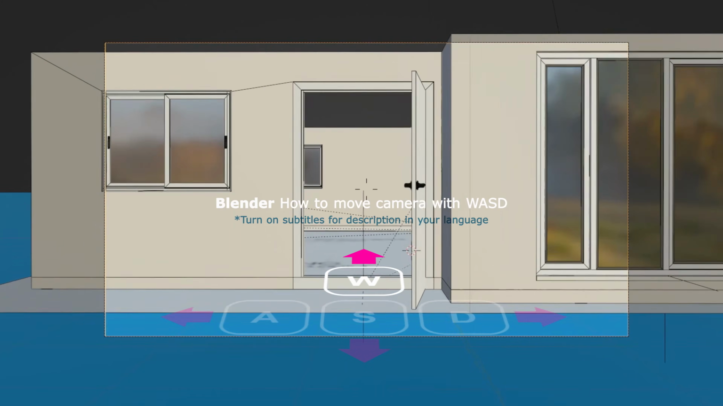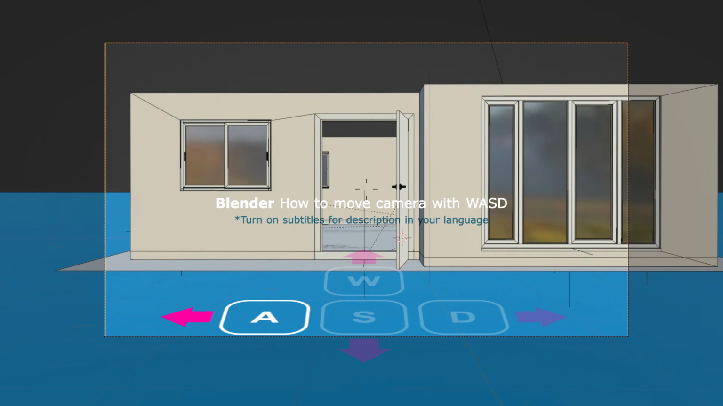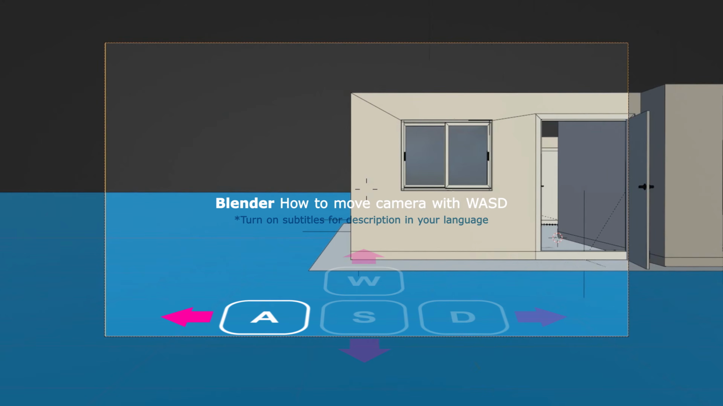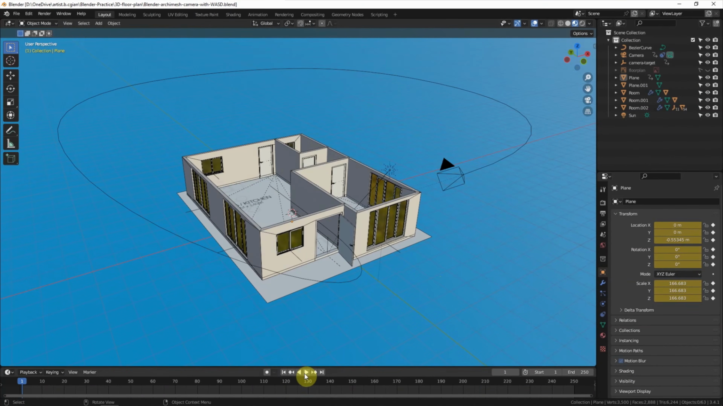Hello, this video will show how to move the camera with the WASD buttons in walk navigation and fly navigation. This is a setting we set before. We set the camera moving along a path. If you're interested, we can find the tutorial in this channel. I stop it here and go back to the first frame.